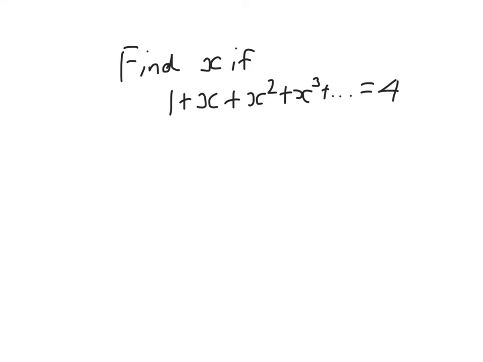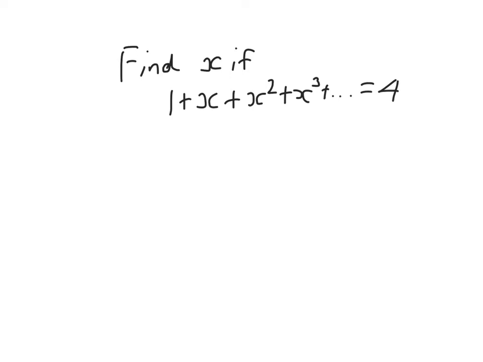So if I have a geometric series that goes on forever and it sums to a number, in this case 4, it must be a convergent or limiting geometric series. That's the only way that this could possibly converge to a limit of 4.